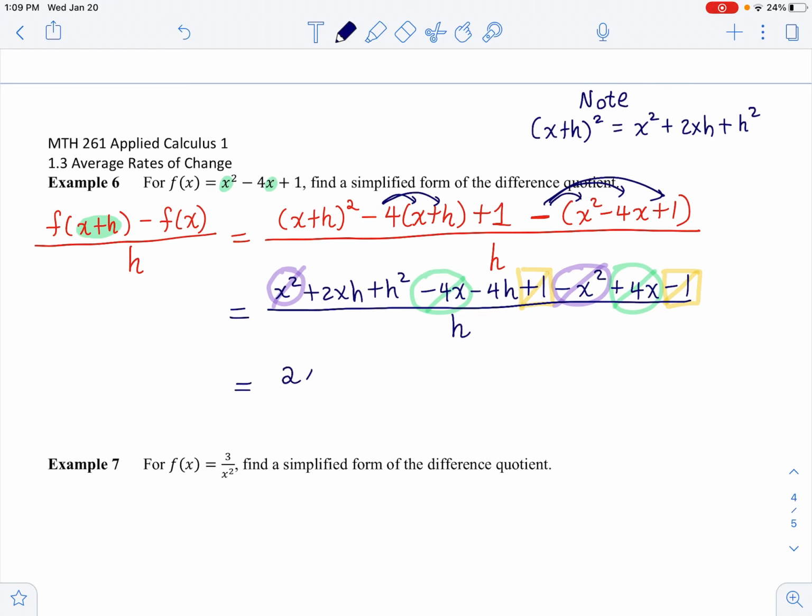The only thing that's left is 2xh plus h squared and the minus 4h. And they're all getting divided by h. So notice they each all have h. So I'm going to just go ahead and divide all of them by h. So that will be 2x plus h squared divided by h is h, minus 4h divided by h is just 4. So this is the simplified difference quotient.